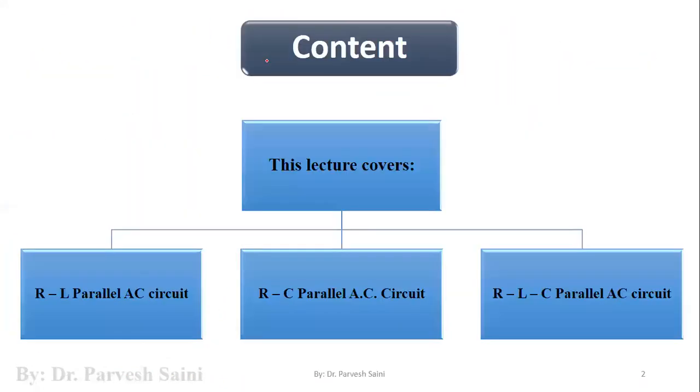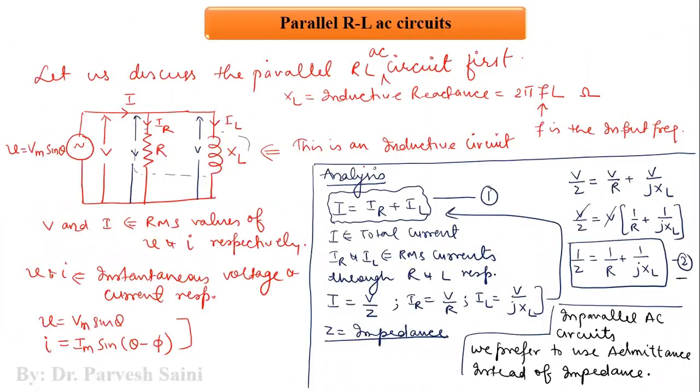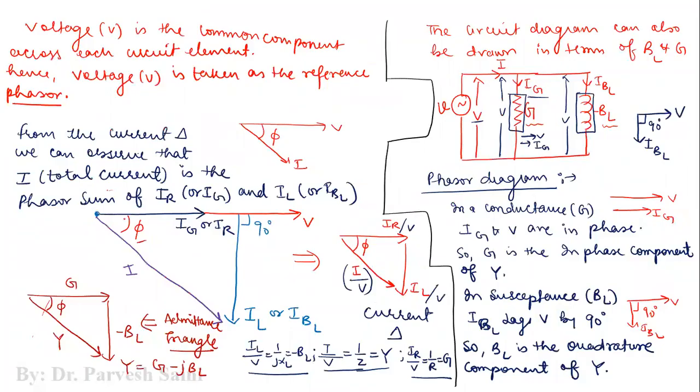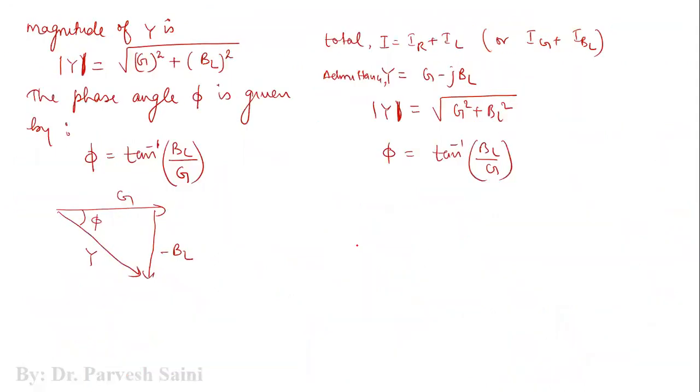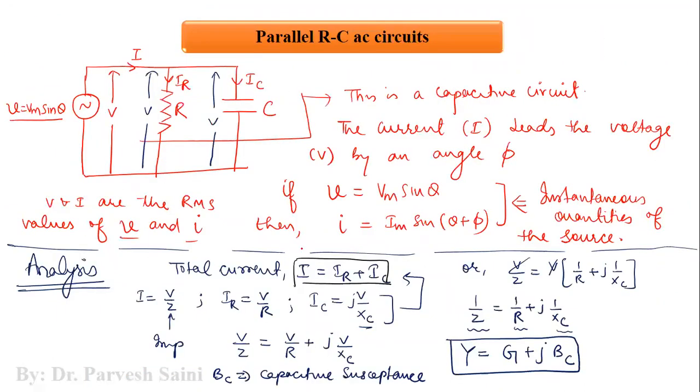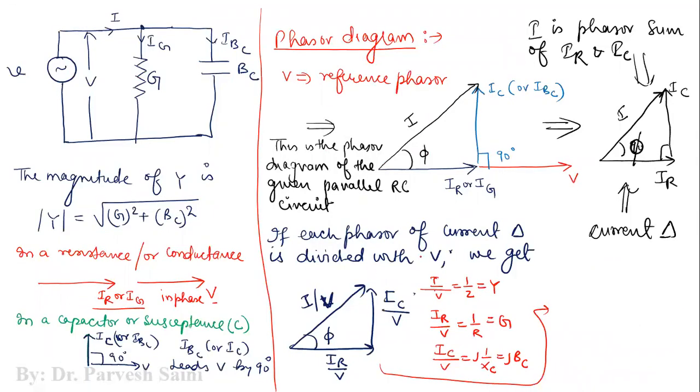Like if our circuit is an inductive circuit, we can see that the resultant phasor is existing in the 4th quadrant basically. So this is the 4th quadrant, so the phi is negative here. And if the circuit behaves as a capacitive circuit, the resultant current is existing in the 1st quadrant because phi is positive here.